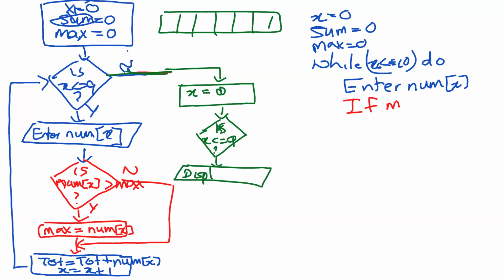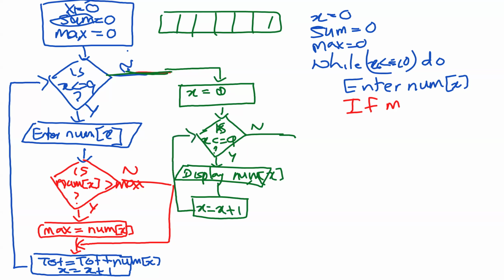Display num x, then if it is yes, x equal x plus 1 and go up. If it is no, then again you're going to display max. Display max. Finish. I think all of you, it's clear now.